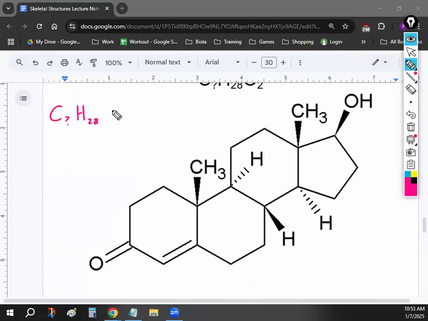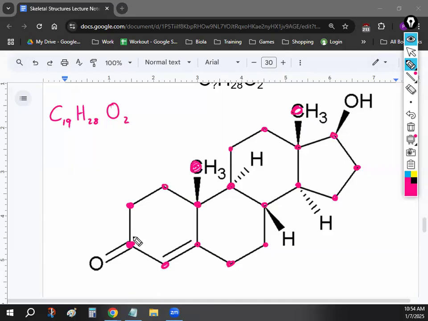Okay, so we're going to take a look at this structure and count how many corners there are. Let's start from the bottom left. So there's 1, 2, 3, 4, 5, 6, 7, 8, 9, 10. There's one right here, so 11, 12, 13, 14, 15, 16, 17, 18, 19. So the chemical formula for testosterone is C19H28O2. Okay, I didn't miss any, right? Yeah, I don't think so. That's how you would determine how many carbons there are in these structures.